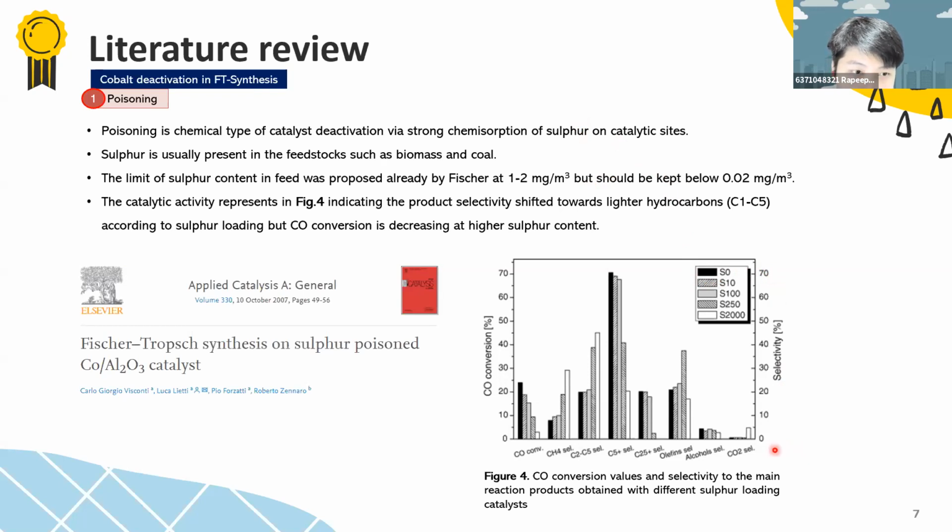Figure 4 shows the effect of poisoning over a cobalt alumina catalyst. When researchers added sulfur in a range of 0 to 2000 ppm, the result showed no morphological change in the catalyst characteristics, but carbon monoxide conversion decreased at higher sulfur content, and the product selectivity shifted toward lighter hydrocarbons at a high sulfur loading.